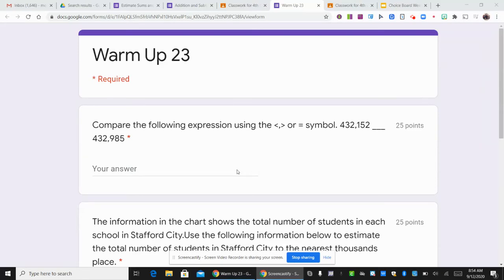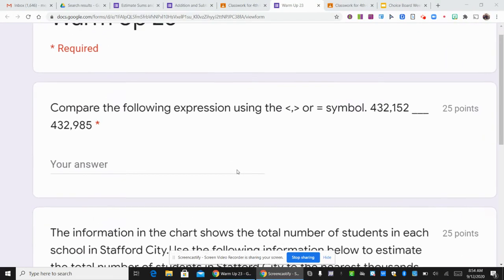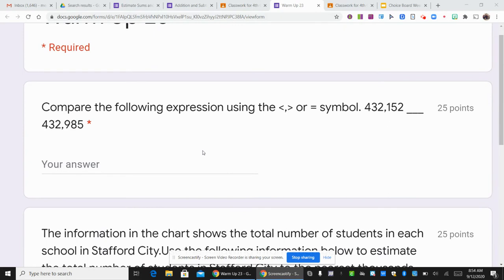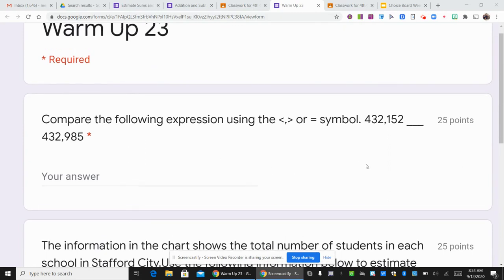Boys and girls, this is your warm-up 23 review. So when you're comparing the following expression using the less than, greater than, or equal to symbol, make sure you're looking at the highest place value they have in common.